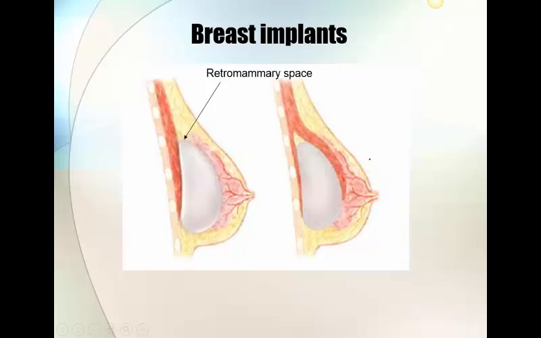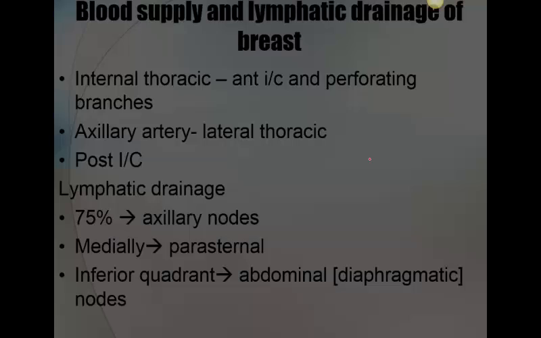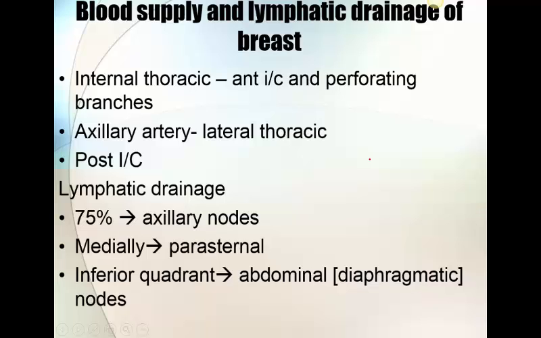Before we do that, breast implants. You can do the breast implant in the retromammary space, which is above the muscle, or a more natural way that they do it, they feel it gives a more natural look, is splitting the muscle, the pectoralis major, and putting the implant between the muscle fibers. The blood supply, as I showed you, is from the internal thoracic, both its anterior intercostal arteries and those perforating branches. Then on the lateral side, axillary and also posterior intercostal help to supplement it.